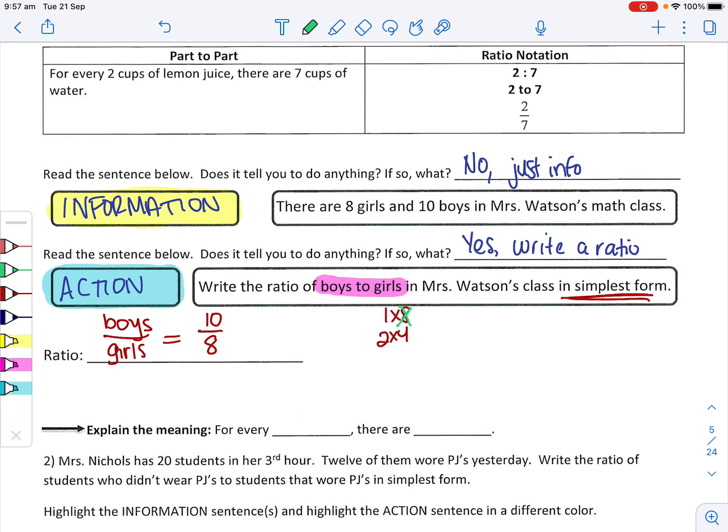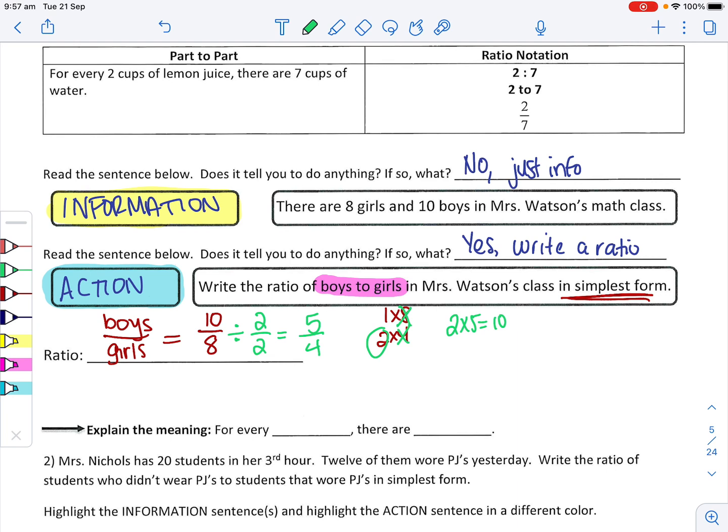8 does not go into 10, 4 does not go into 10, but 2 does go into 10, so 2 times 5 is 10. So I'm going to divide both the top and the bottom by 2, and I get 5 over 4. Now at this point, a main question that is asked is, do we write this as a mixed number or do we leave it as an improper fraction?